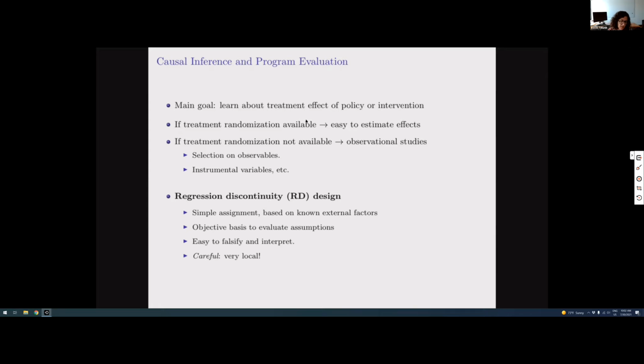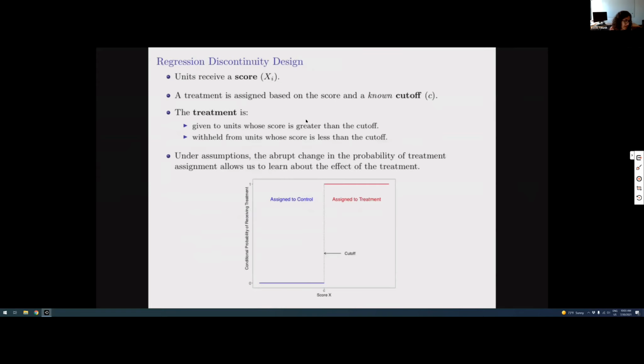And this objective grounding in reality, in actual rules that are verifiable, allows us to falsify the design in a way that other designs can't be falsified. And so this increases the credibility of our designs. They're also easy to interpret, and of course they have some peculiar characteristics and some limitations. One in particular is that the parameter that we can study is very local, and we're going to see what that means.